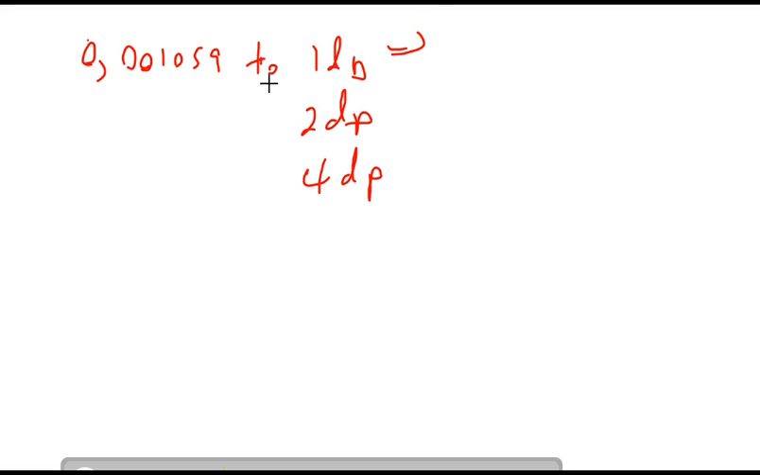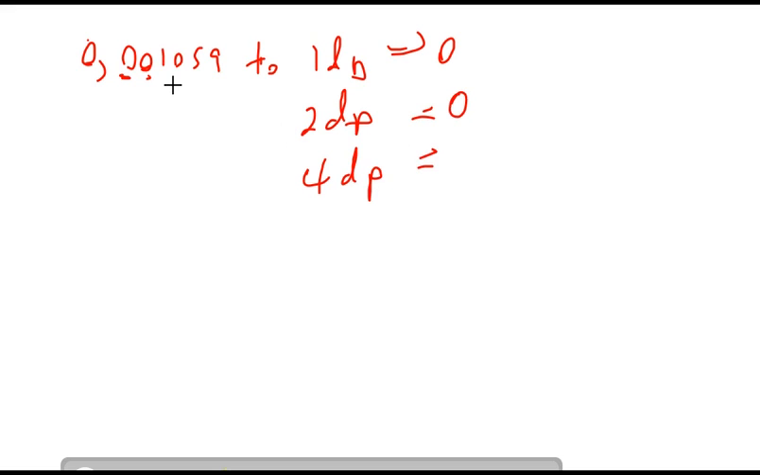Okay, if I say to one decimal place, I'm simply looking at the first digit after the decimal point. Then I look at the next digit, which is less than 5, so it's simply 0.0. Then to two decimal places is 0.00, and the next digit is again less than 5, so again it will give you 0.00.